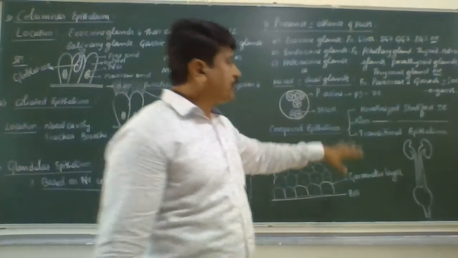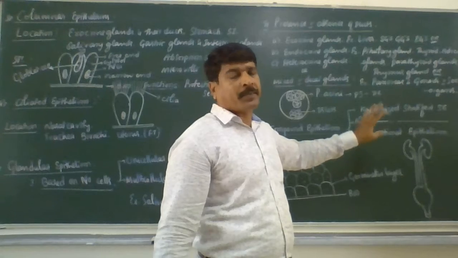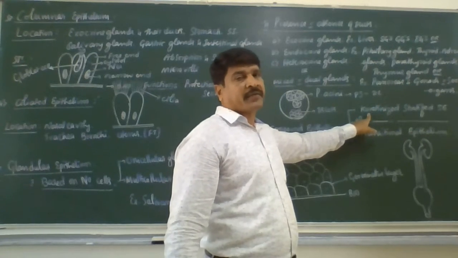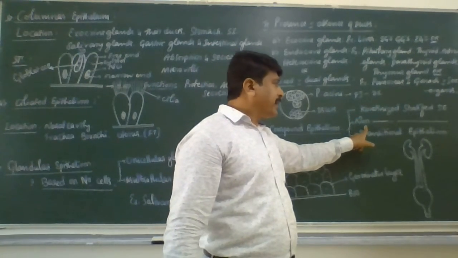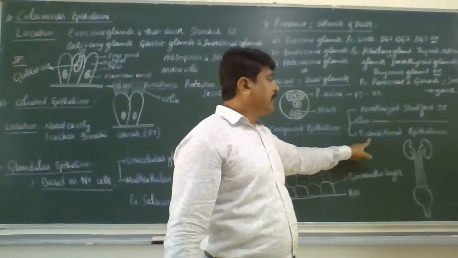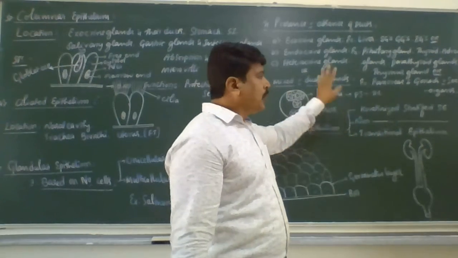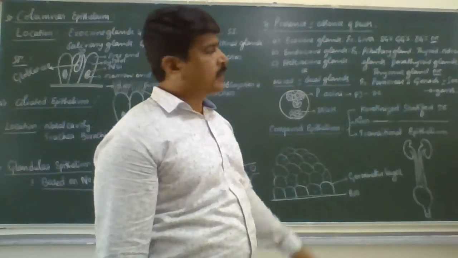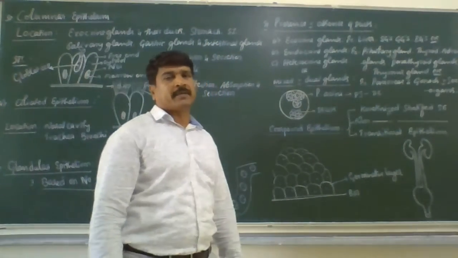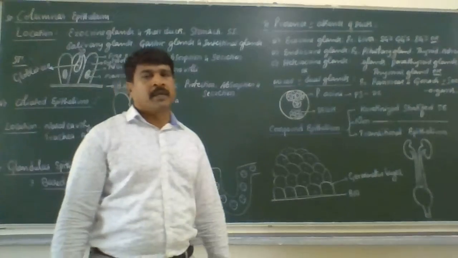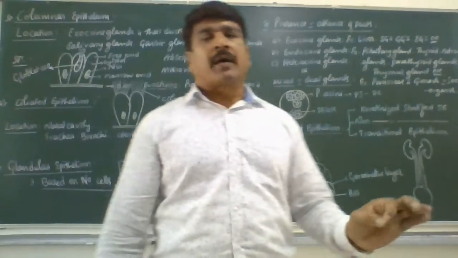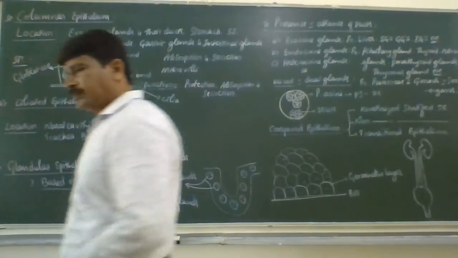Clear? So these are the three types of compound epithelium: keratinized stratified squamous epithelium, non-keratinized stratified squamous epithelium, and transitional epithelium. I think you're getting it. So with the compound epithelium types, we have completed the epithelial tissues and their types. Next we'll go for the connective tissues.